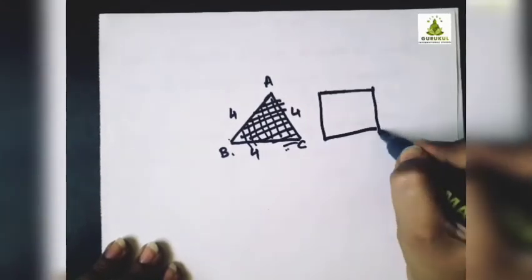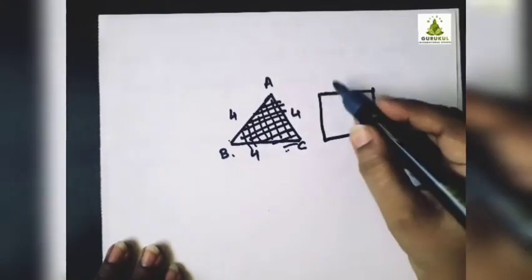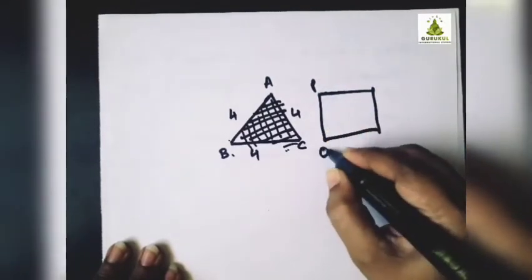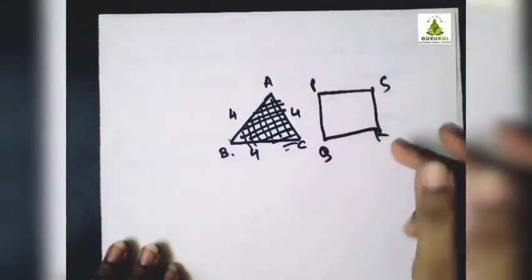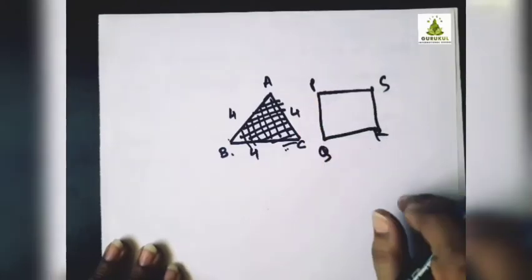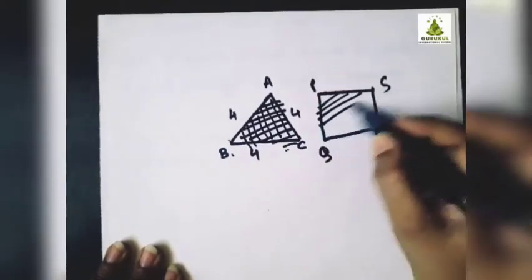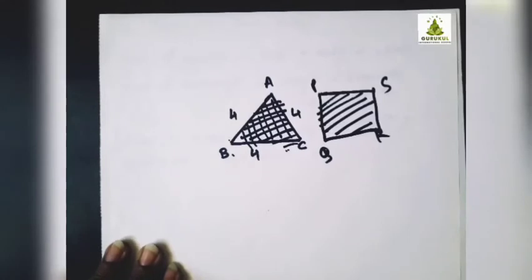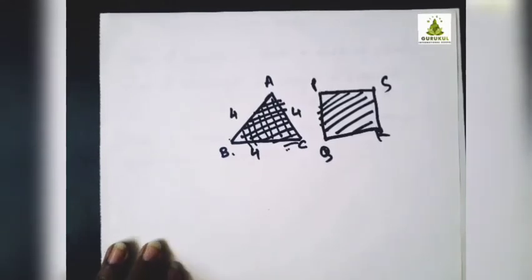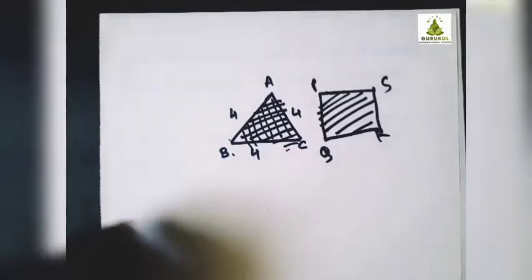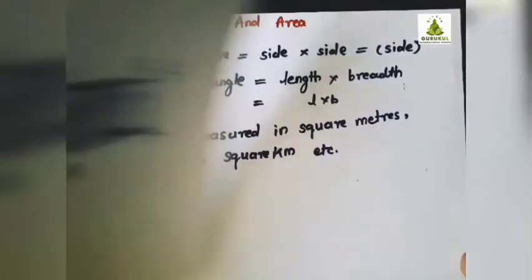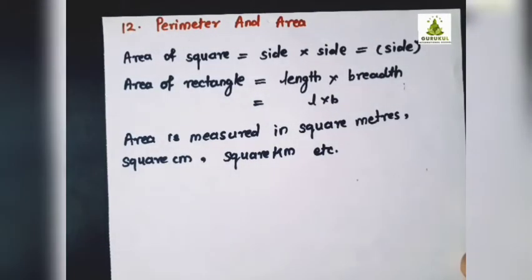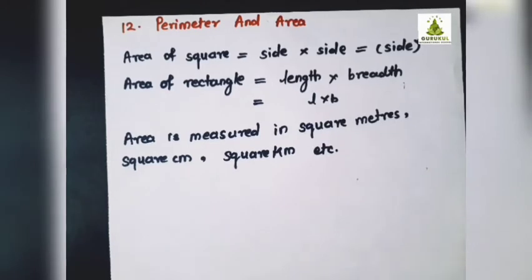If it is a rectangle or square, then the sum of the outside P, Q, R, S will be the perimeter, and inside this, whatever area I have shaded, it is the area, correct? Now in our topic, to find the area, we have to deal with three concepts: area of square, area of rectangle, and area of triangle, or we can say area of a right angle triangle.